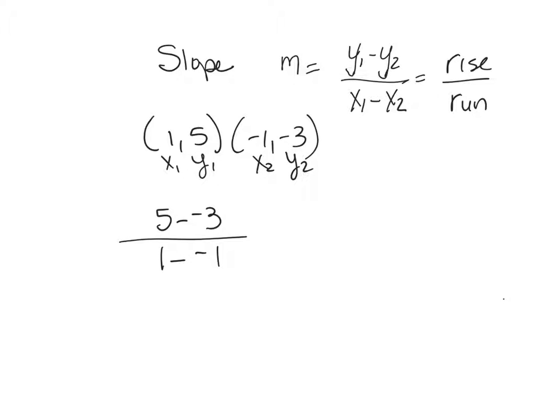Now, when you're doing this, you need to remember that this minus sign is part of the formula, and this minus sign is part of the number. So you have to put both of them down. If you don't, you're going to be wrong. So it's going to be 5 minus negative 3, which is the same as 5 plus 3, which is 8, and 1 plus 1, which is 2, which is equal to 4.